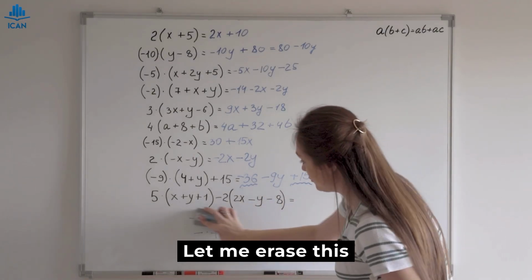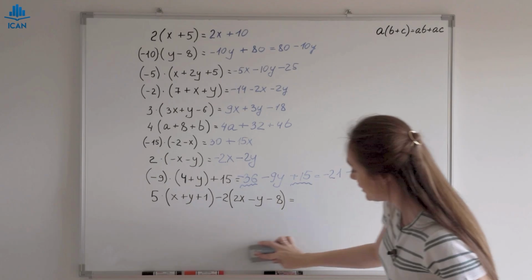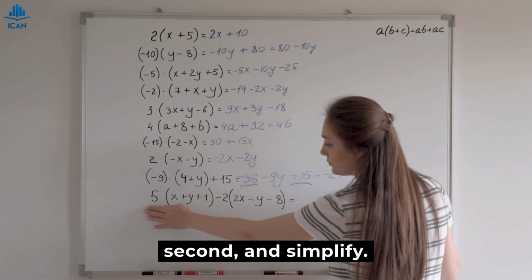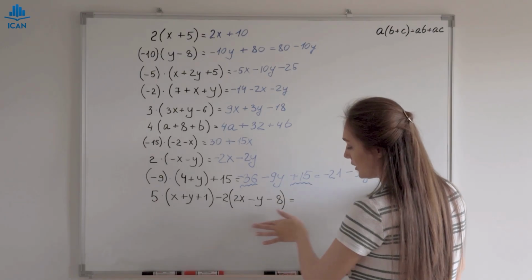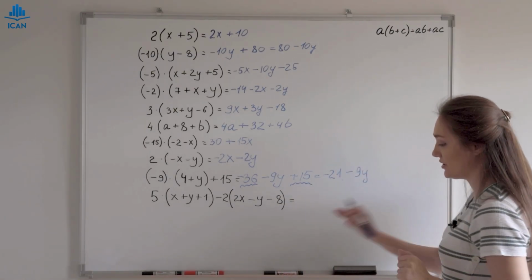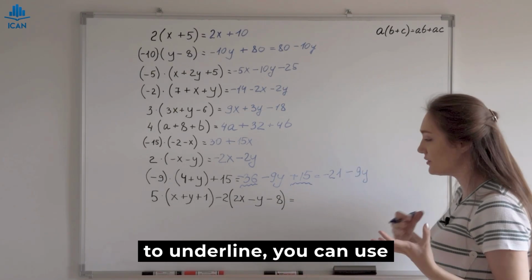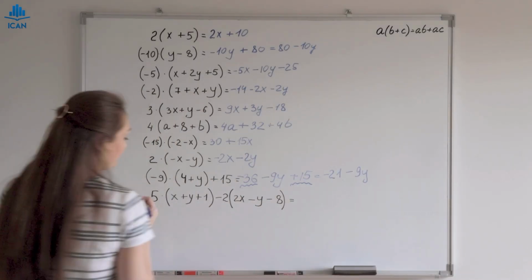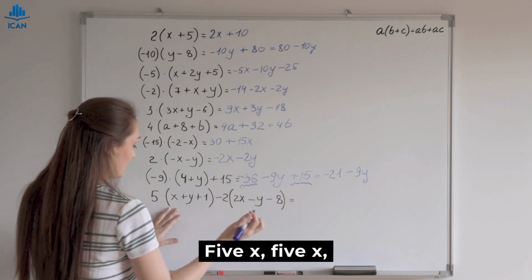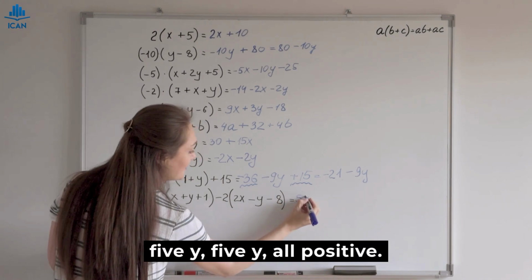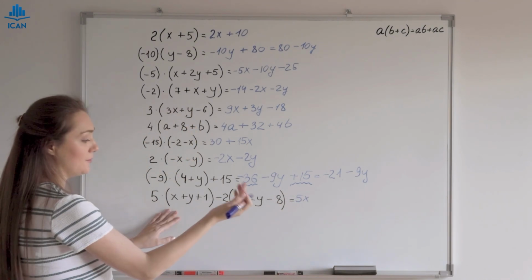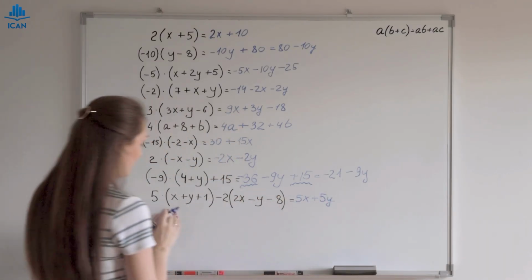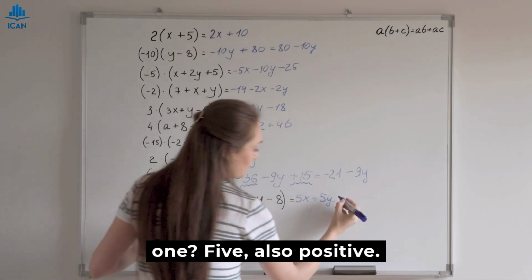Let me erase this for the last exercise. We'll multiply the first, then the second, and simplify. I'll use a red marker to underline. You can use a pencil. 5x, 5y, all positive. Plus 5y. What's 5 times 1? 5, also positive.